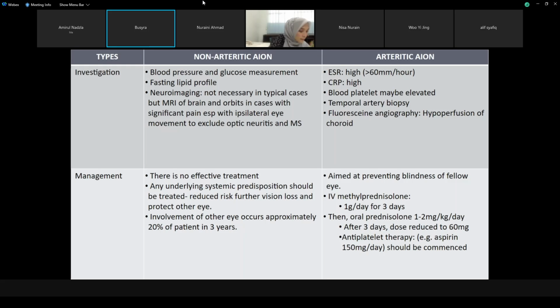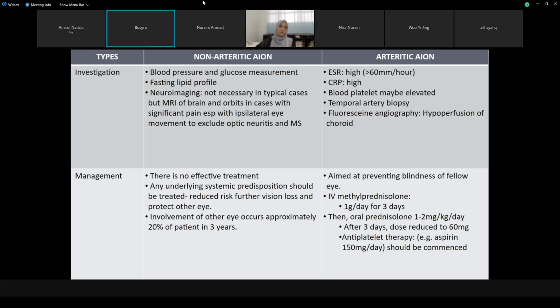For neuroimaging, it is usually unnecessary, but MRI brain and orbits can be done if the patient has significant pain, especially with ipsilateral eye movement. And this is to exclude optic neuritis and also multiple sclerosis.